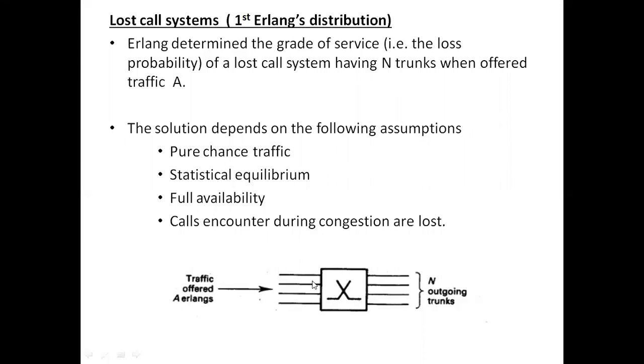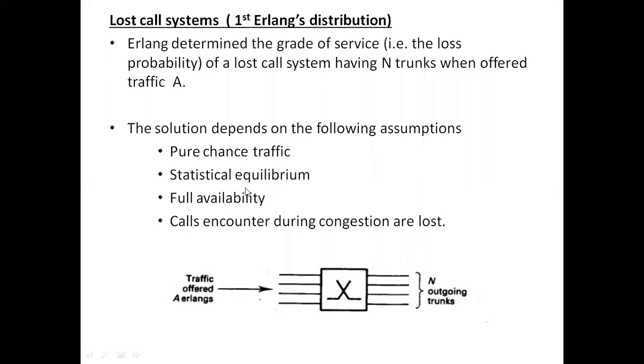It's because whenever a congestion is encountered in such a switch, the call which is coming after the congestion will be lost. That's why this kind of system is referred to as the lost call system. And the derivation that we are going to discuss depends on the following assumptions: the pure chance traffic, statistical equilibrium, and then the availability.